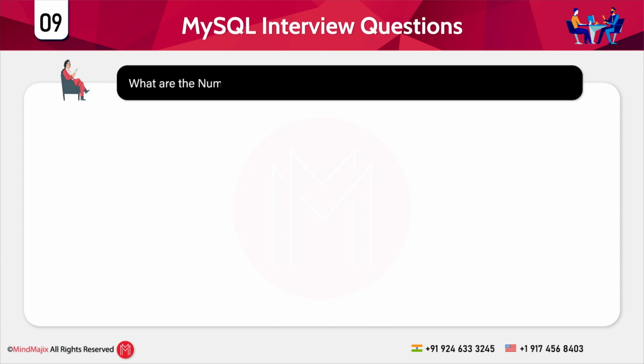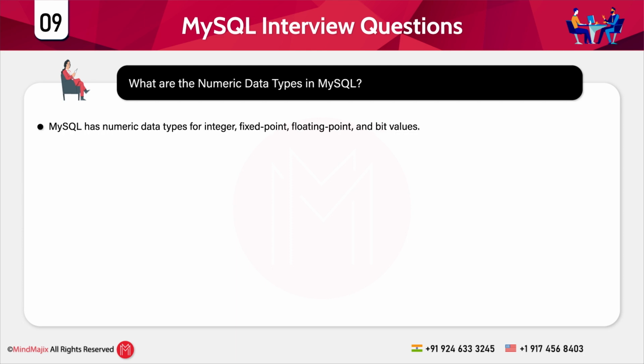The next question is, what are the numeric data types in MySQL? So MySQL has numeric data types for integer, fixed point, floating point, and bit values. Apart from this, numeric types can be signed or unsigned except the bit. So a special attribute enables the automatic generation of SQL integer or floating point column values, which is useful for applications that require a series of unique identification numbers. And now if you talk about numeric data types in MySQL, so here you have tiny int, small int, medium int, big int, decimal, float, double, and bit.